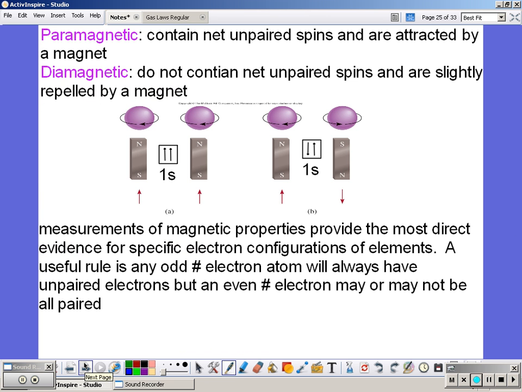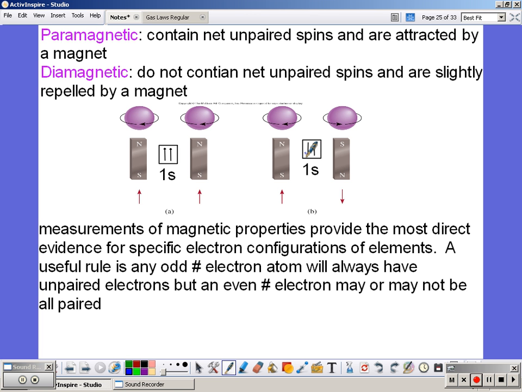Now, this idea of spins also leads us into paramagnetic versus diamagnetic. Paramagnetic means they contain net unpaired spins and are attracted by a magnetic field or a magnet. Diamagnetic means they do not contain unpaired spins and are slightly repelled by a magnet. So if both of our electrons are spinning the same direction, then we're going to be paramagnetic. They're unpaired. If they are spinning in opposite directions, then it's diamagnetic.